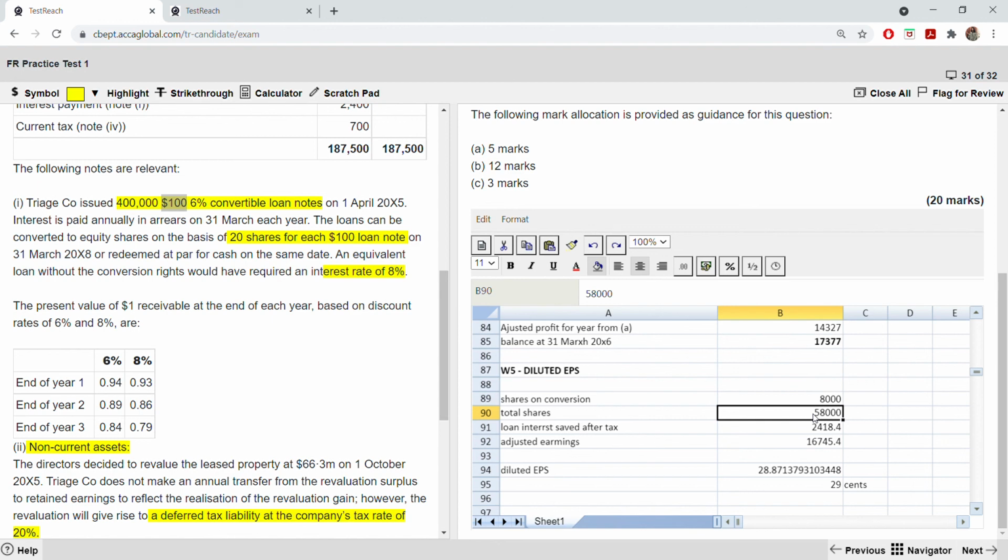Okay, but how 58 million? 58 million. I'm giving you 2 minutes to think over it. You have this on your left side to go through it.